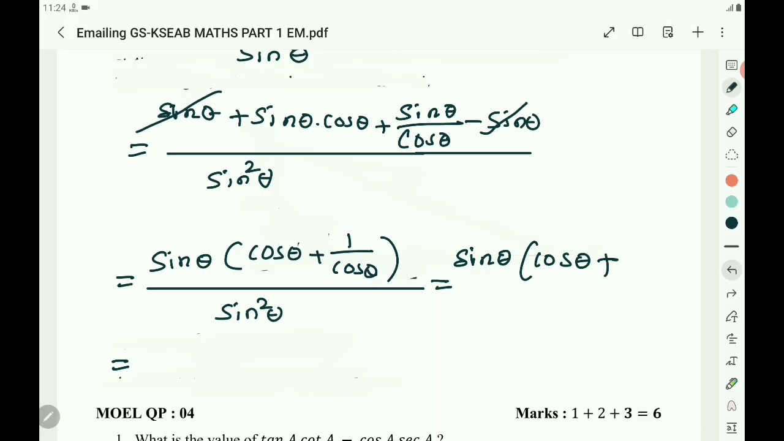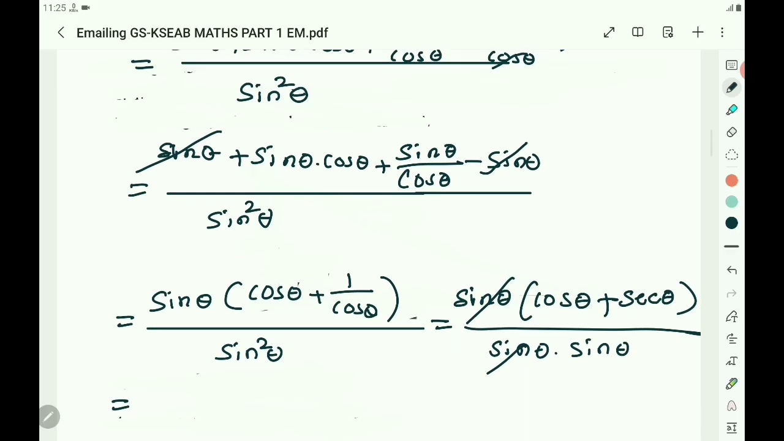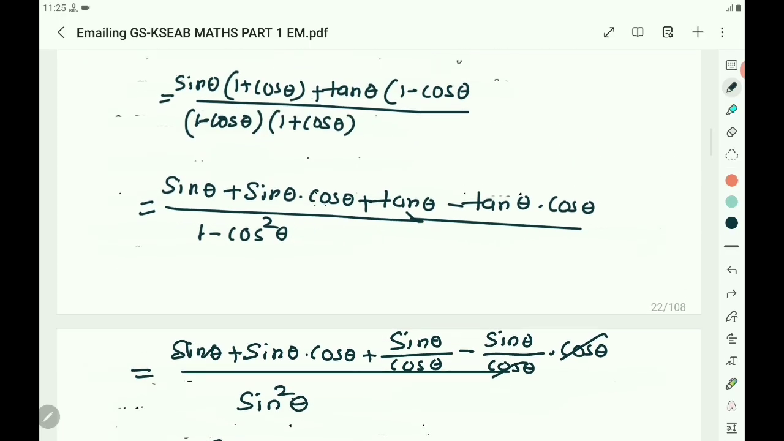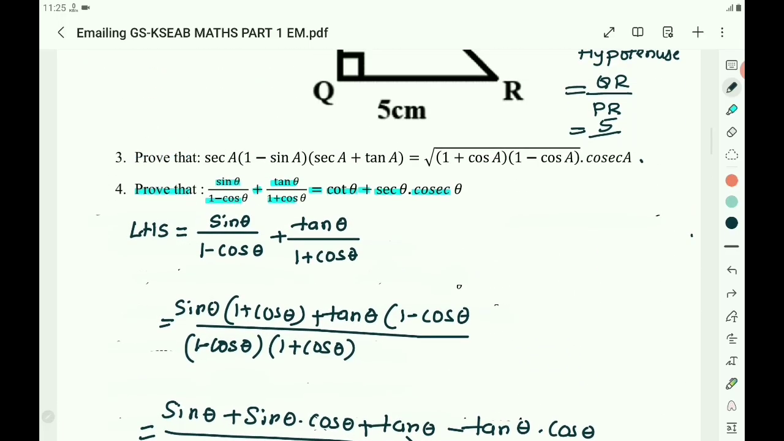Write 1 by cos as secant theta. The reciprocal of cos is secant. 1 by cos is secant theta. By, write sin square theta as sin theta into sin theta. Cancel this. Now you write cos by sin plus secant by sin. Here RHS equals what? RHS equals cot theta plus secant theta into cosecant theta.